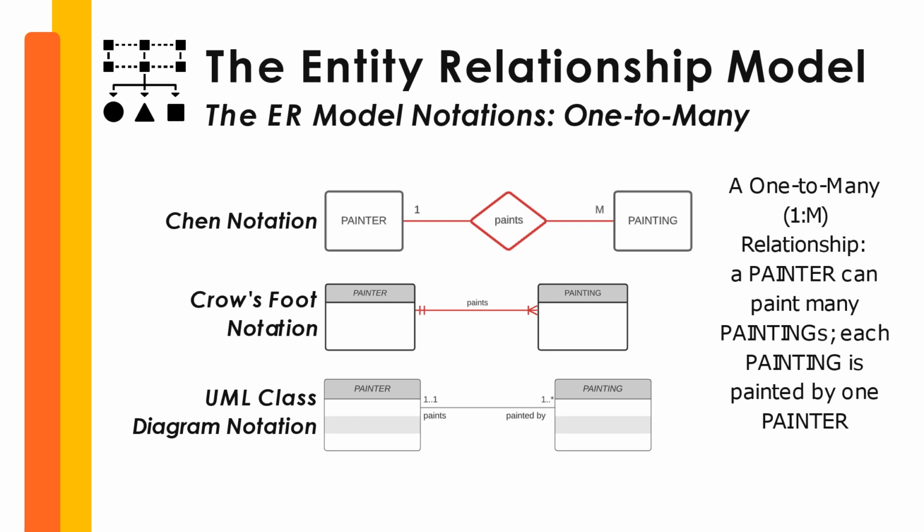And lastly, for the UML class diagram notation, it's still the same. We have rectangles for the entities, but for the relationship, they are represented by a line. And as you can see, the main difference is that we have two verbs that capture which verb is used from one entity to another. For example, the painter paints the painting, and so the paints is near the painter. Whereas the painted by is near the painting because the painting is painted by the painter.